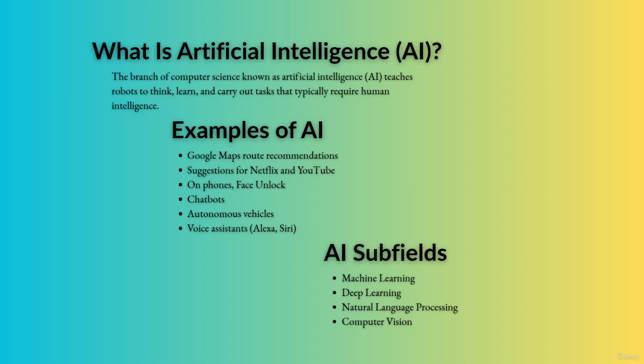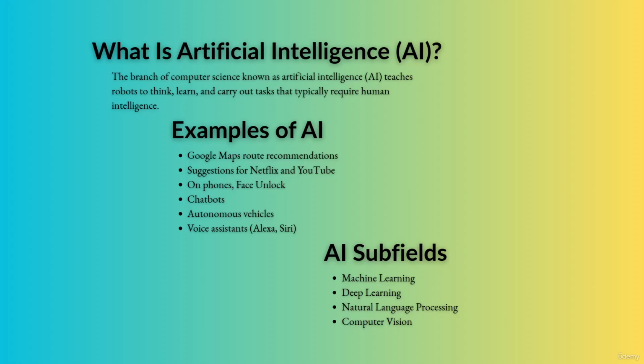So, starting off, what is artificial intelligence or AI? The branch of computer science known as artificial intelligence teaches robots to think, learn, and carry out tasks that typically require human intelligence. Now, what are the examples of AI? There are various examples, and they are vast in this modern era. Some of them are Google Maps route recommendations, suggestions on YouTube and Netflix, face unlock on phones, chatbots, autonomous vehicles, and voice assistants such as Alexa and Siri, and there is so much more right now.